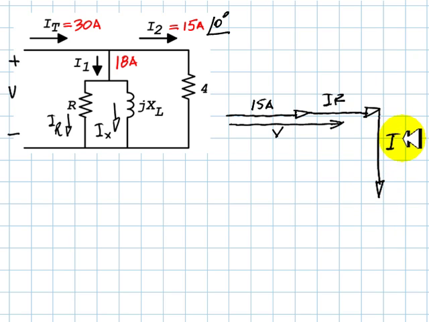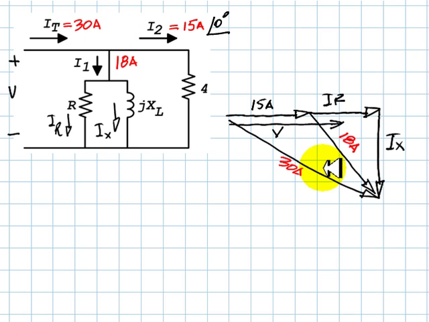This is IX. And then we know that if we add together IR plus IX, we've got to get 18 amps. Like so. And if I add together the three of those currents, I've got to get the total current, which is 30 amps. From this diagram, of course, we can compute the values of IR in this resistor and the current in the reactor, IX.